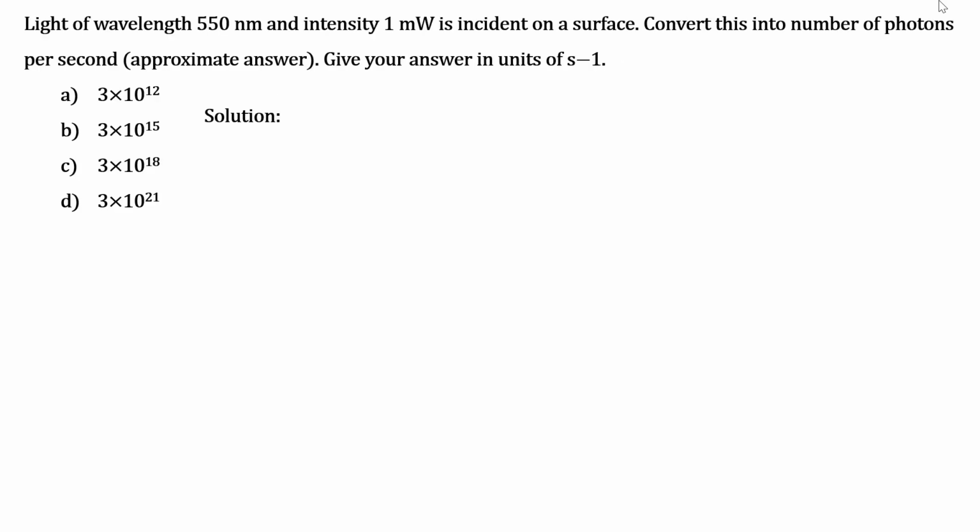So this is the next question. Light of wavelength 550 nanometer and intensity 1 milliwatt is incident on a surface. Convert this into the number of photons per second and give your answer in units of seconds inverse. So everyone please try to work out this problem. Take a few minutes and then please tell me your answers.